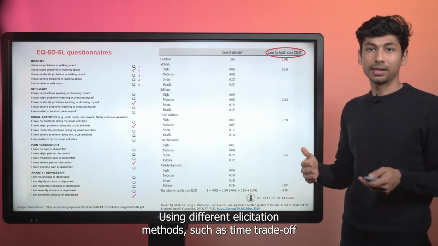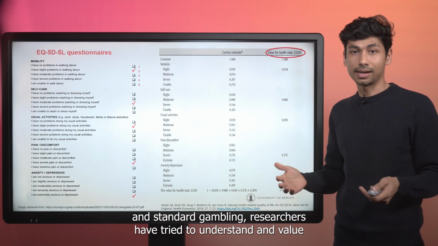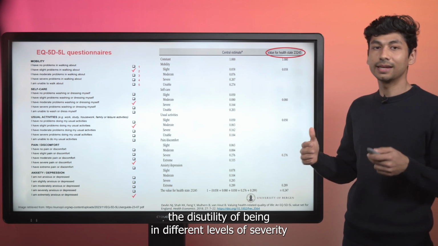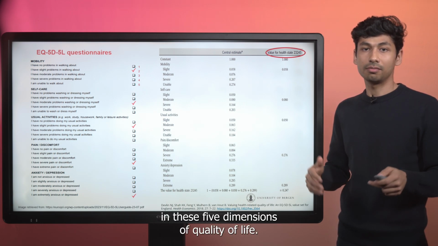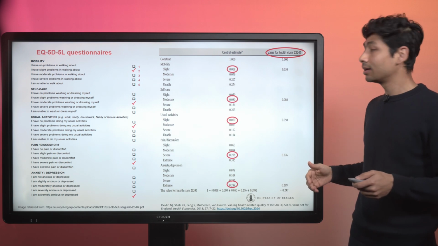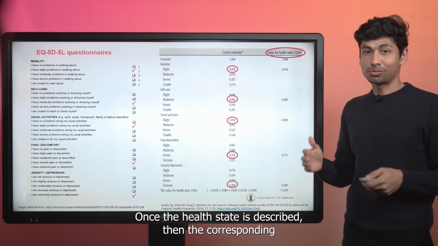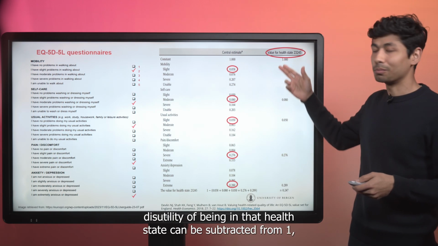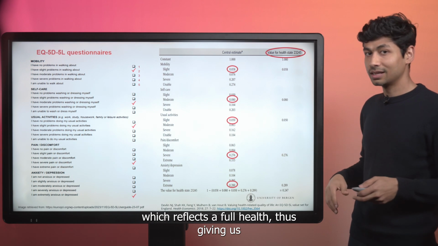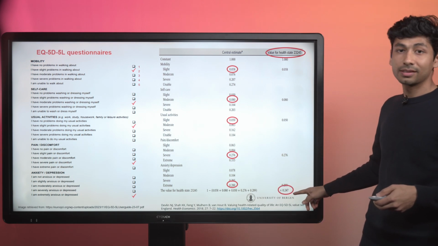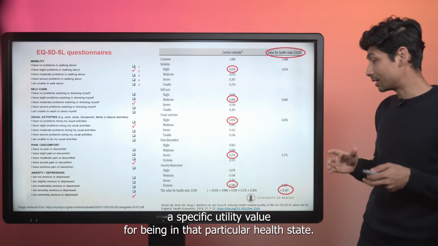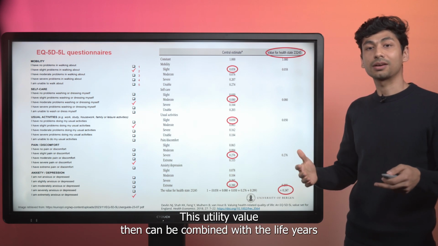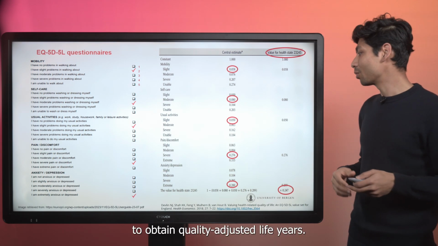Using different elicitation methods such as time trade-off and standard gamble, researchers have tried to understand and value the disutility of being in different levels of severity in these 5 dimensions of quality of life. Once the health state is described, then the corresponding disutility of being in that health state can be subtracted from 1, which reflects full health, thus giving us a health specific utility value for being in that particular health state. This utility value then can be combined with the life years to obtain quality adjusted life years.